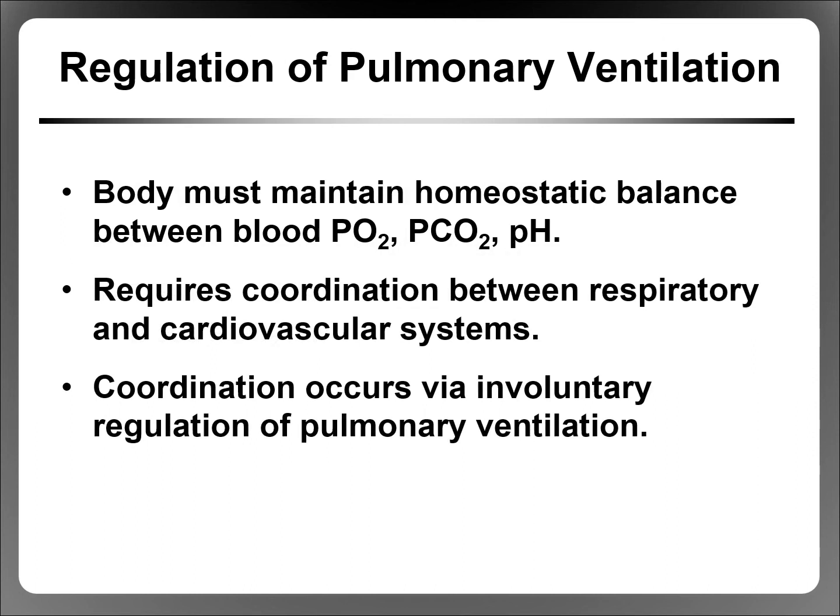So with all of that in mind, how do you regulate pulmonary ventilation? The body needs to maintain a homeostatic balance between the blood's pressure of oxygen, pressure of CO2, and the blood's pH. This is going to require coordination between the respiratory and cardiovascular systems. Typically, this coordination will occur via involuntary regulation of our pulmonary ventilation.